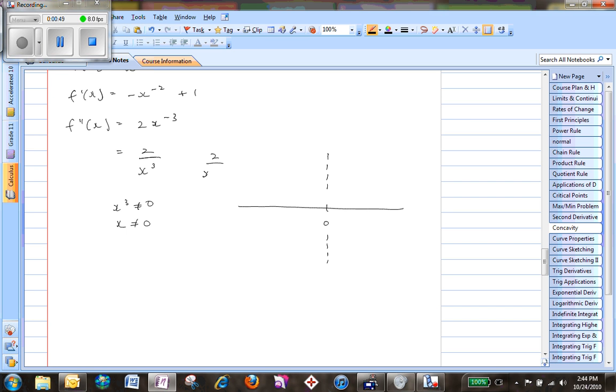Over here, I'm going to get 2 over x cubed. I'm going to pick a number less than 0. So that's a negative number. Sub it in. I get negative. Pick a number bigger than 0, and I'll get positive. This means that it's concave down and then concave up.